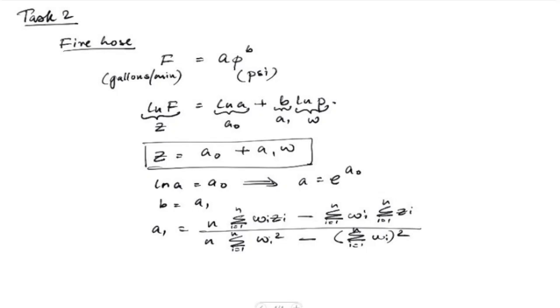We also know from linear regression that A0 is the average of Z minus A1 times the average of W. Alright, now let's work on our table for all these terms. That's exactly what we did for the task 1 linear regression.